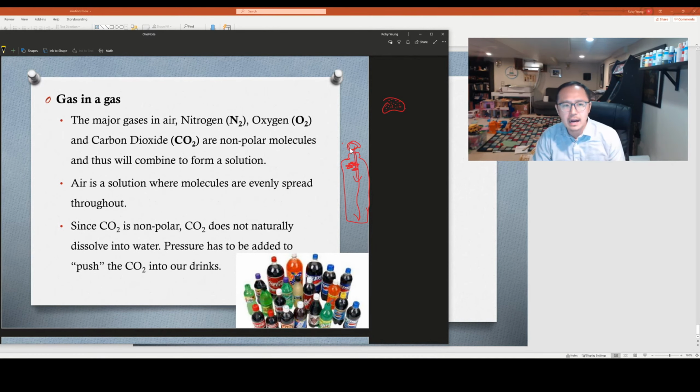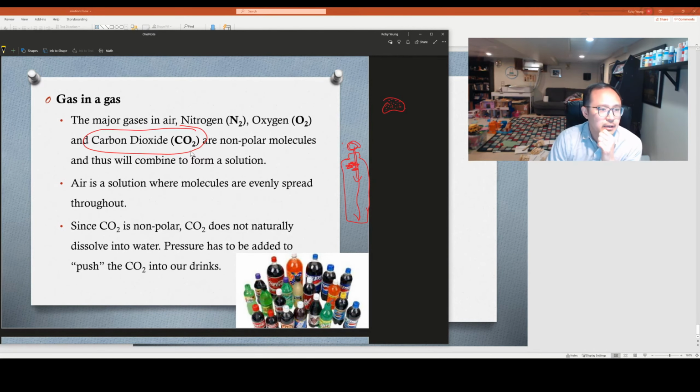So how come carbon dioxide will have to come out of the solution? Well, look at the type of bonding in this. Carbon dioxide is a non-polar molecule. What about water, right? This is all dissolved into water, right? Water, again, is polar.